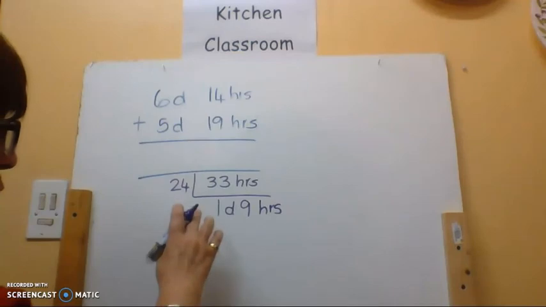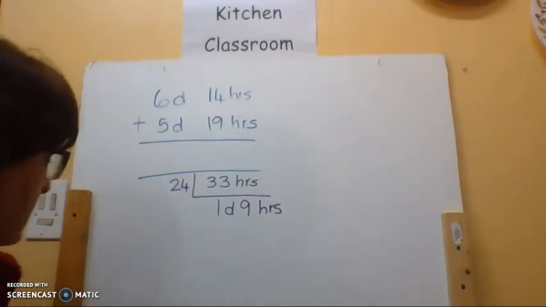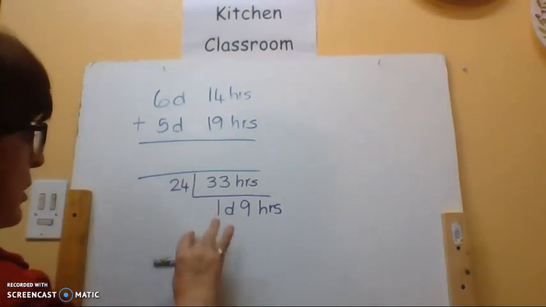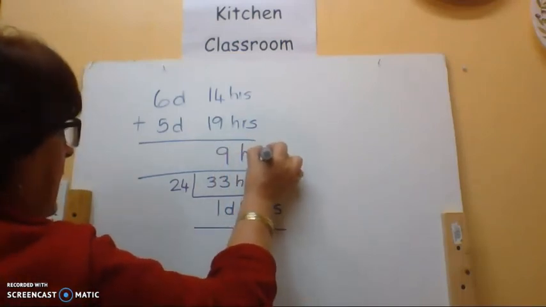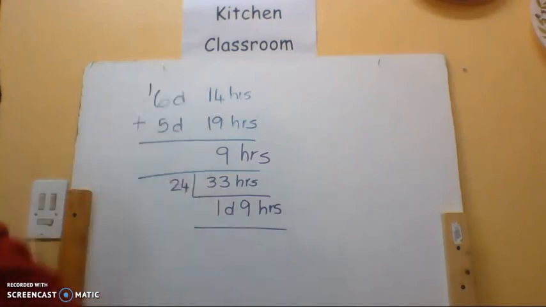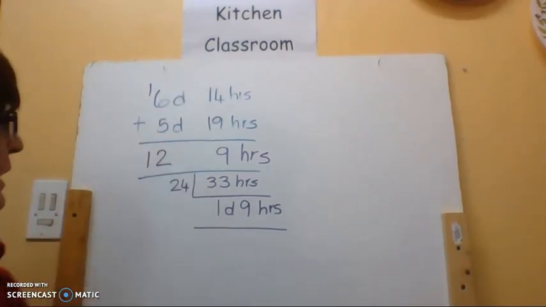Alright, 24, 25, 26, 27, 28, 29, 30, 31, 32, 33. Yes. So we're going to leave my 9 hours there and take this day to be added there. So we've got 12 days and 9 hours.